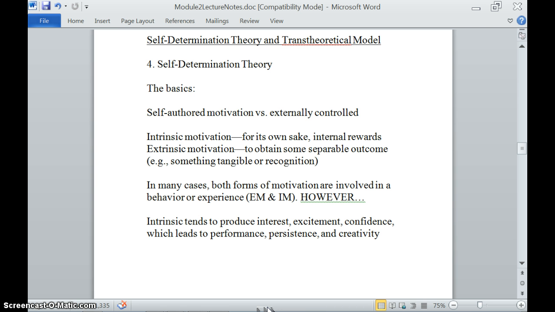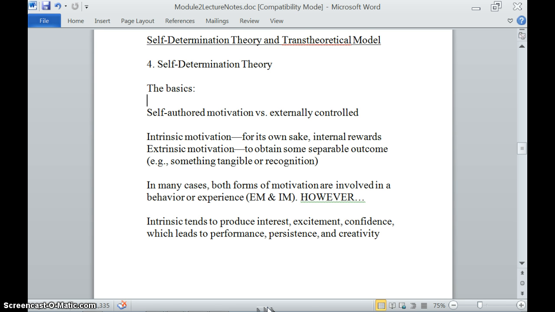In many cases, both forms of motivation, intrinsic and extrinsic, are involved in a behavior or an experience. EM, extrinsic motivation, IM, intrinsic motivation. So it's not like we're either totally intrinsically motivated or totally extrinsically motivated. It's more of a combination of things, sometimes viewed on a continuum of sorts, going from extrinsic to intrinsic. There's a lot more here than meets the eye. I'm not going to give you all of the foundations of self-determination theory. But keep in mind, again, it's very rare to have pure extrinsic, pure intrinsic.